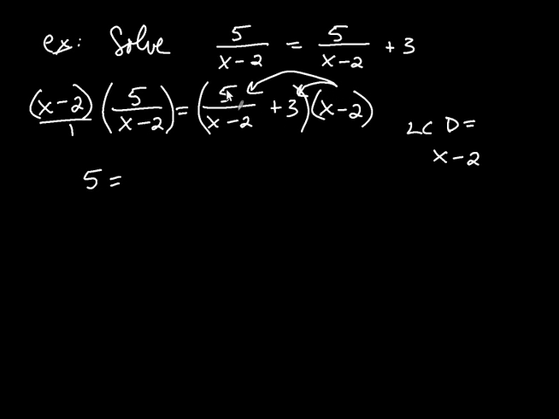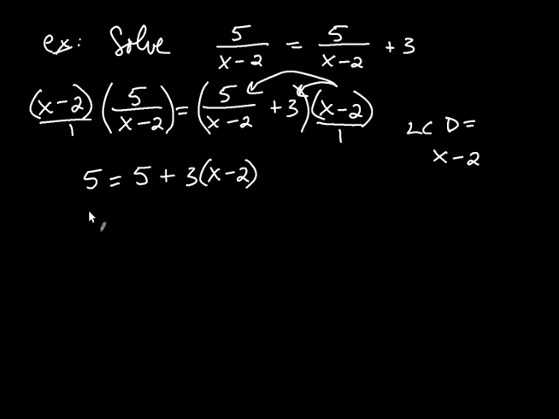Now, when you multiply it by this one, remember, this is (x - 2)/1. Those x - 2's are going to cancel. And you're just going to have that 5 there. So it's going to be 5, and then plus, don't forget that, 3 multiplied by the x - 2.